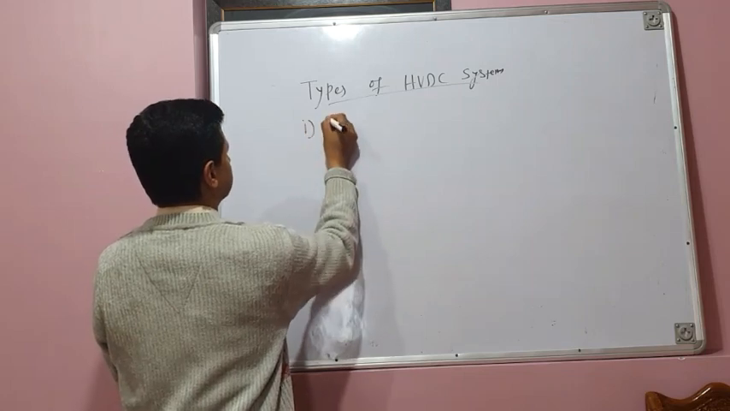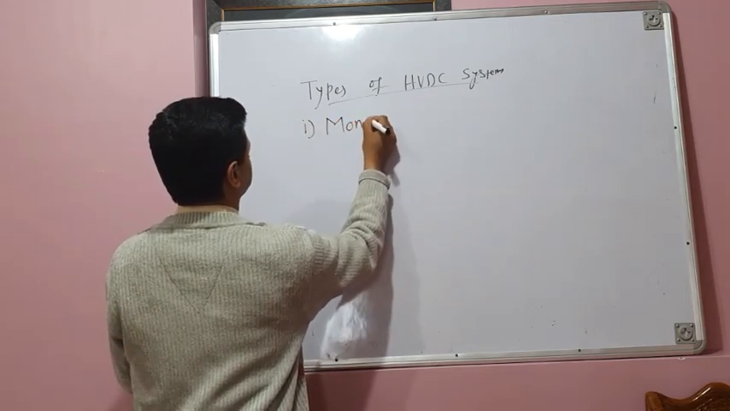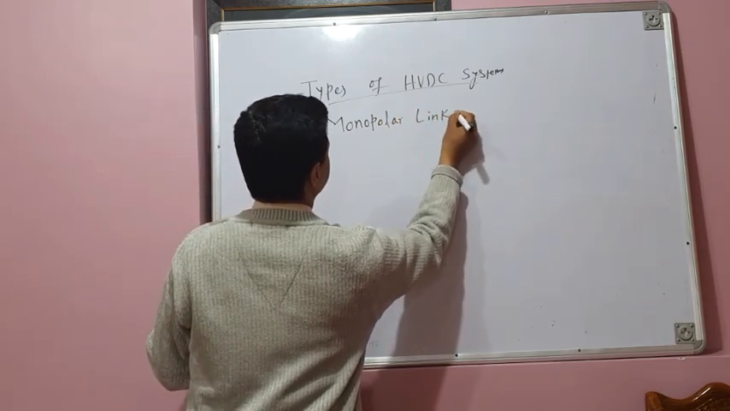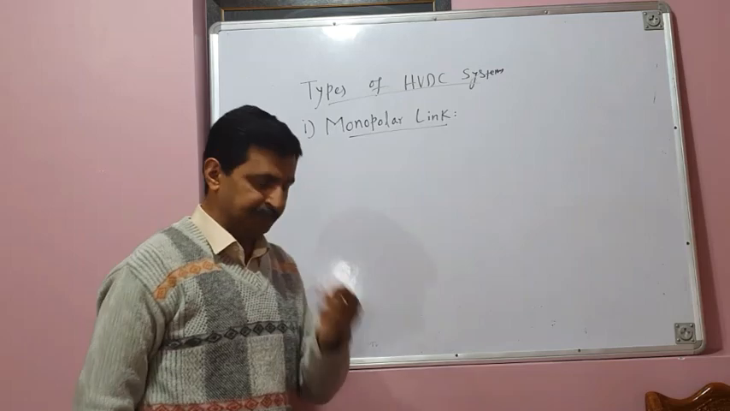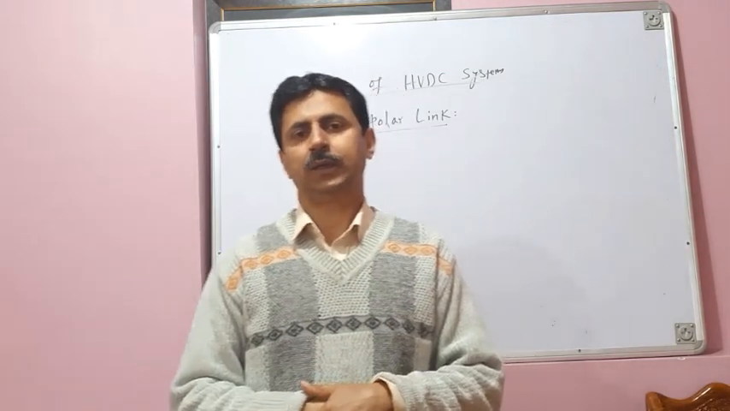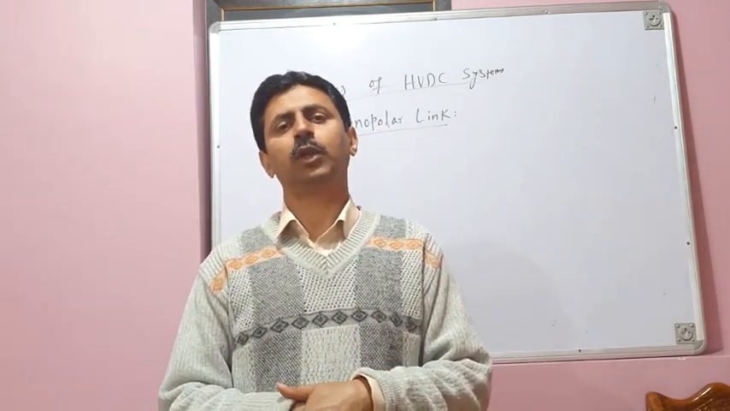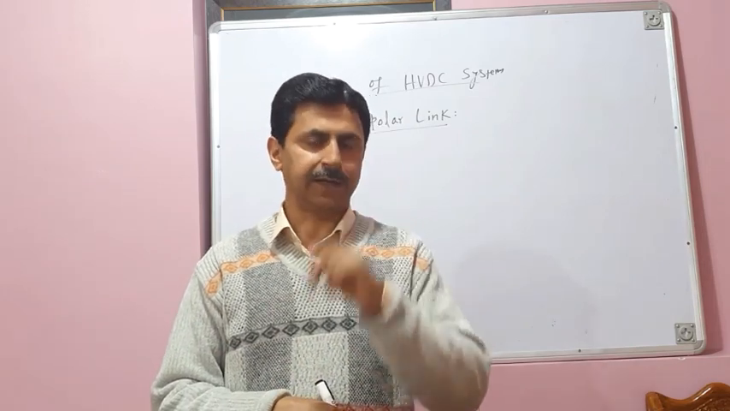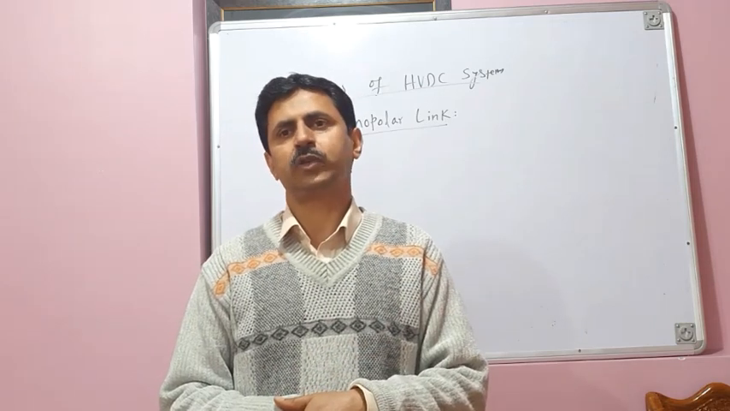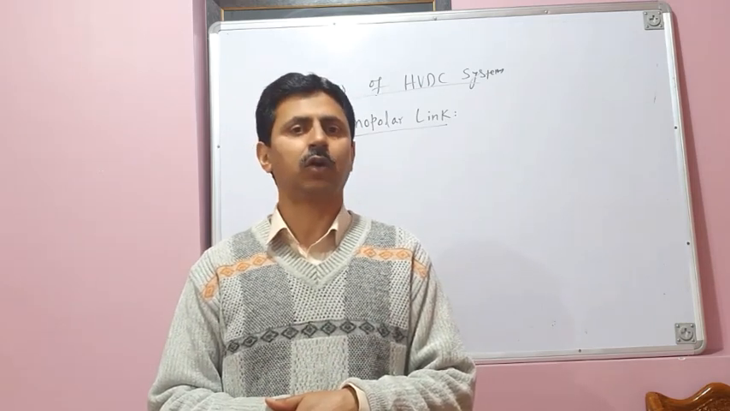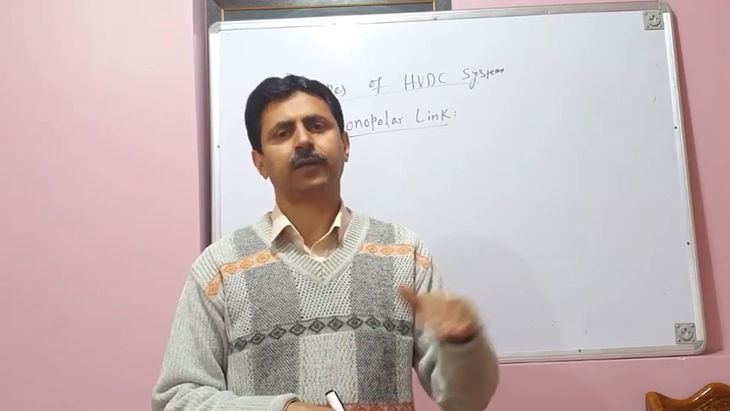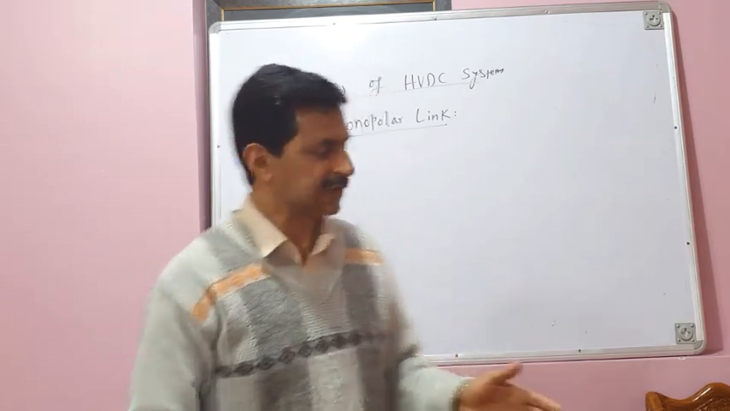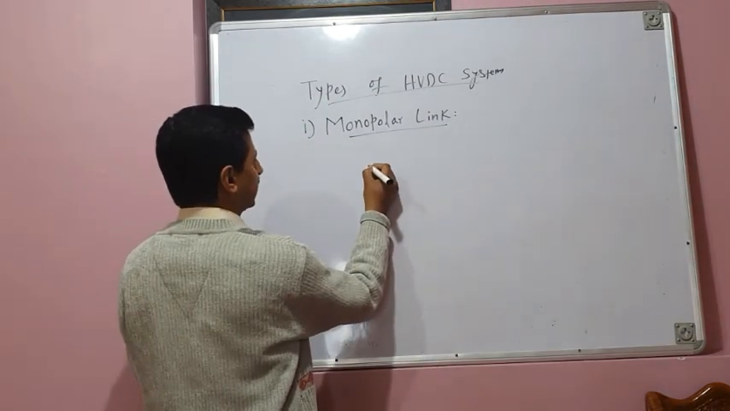This is what we discuss first. Monopolar HVDC link, or simply we call it monopolar link. Mono means one, so it's quite obvious that a monopolar link means an HVDC transmission system which comprises of only one conductor. And in this case, in HVDC terminology, the conductor is also called pole. So there is a single conductor or single pole, and ground is used as a return path. So schematically, it looks like this.